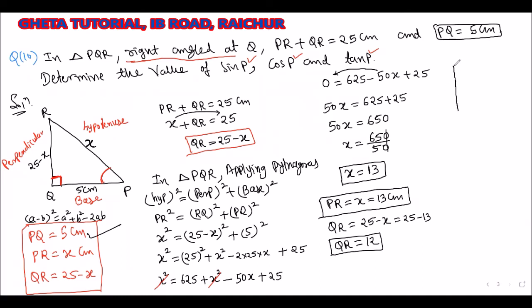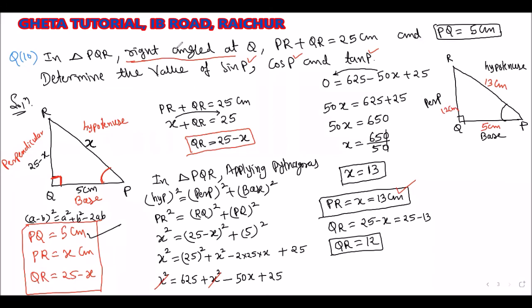Once again I will draw the triangle for your understanding. Here is P, this is Q, and here is R. This is the hypotenuse. Angle P, opposite of angle P is the perpendicular, and PQ is the base. PQ is 5 centimeters, PR is 13 centimeters, and QR is 12 centimeters.